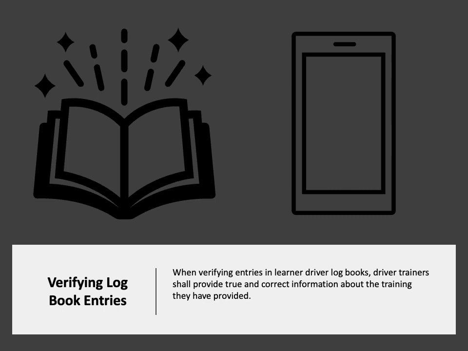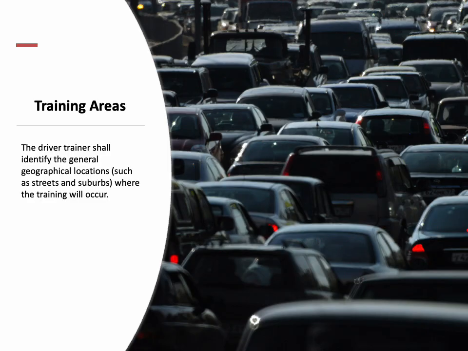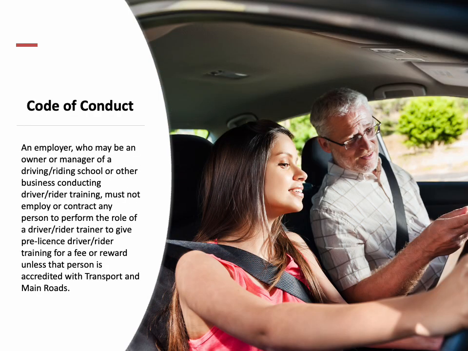When verifying entries in learner driver logbooks, driver trainers shall provide true and correct information about the training they have provided. The driver trainer shall identify the general geographical locations such as streets and suburbs where the training will occur. An employer, who may be an owner or manager of a driving/riding school or other business conducting driver/rider training, must not employ or contract any person to perform the role of a driver/rider trainer to give pre-licensed driver/rider training for a fee or reward unless that person is accredited with Transport Main Roads.